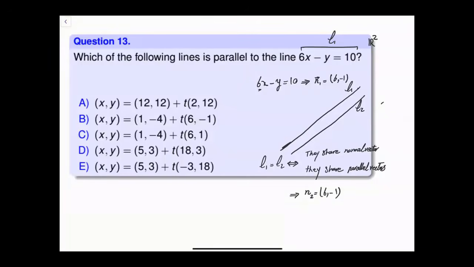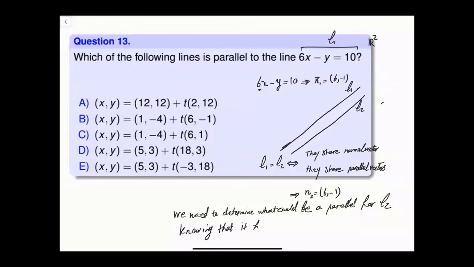Well, so far everything is good, but when you look at the answers, they are given in the parametric form. So we need to determine what could be a parallel vector for L2. Well, what is the information we have? Knowing that it has 6 and negative 1 as a normal vector.